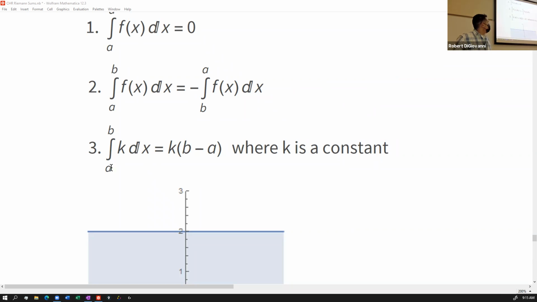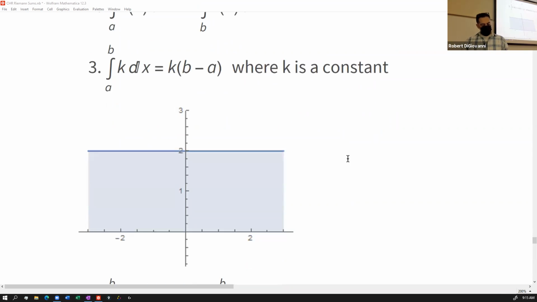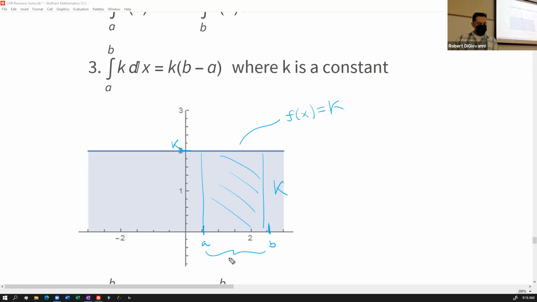The next property says the integral from a to b of k dx equals k times b minus a, where k is a constant. I have a little picture for this. Imagine you have a function f of x that is some constant k. Here it looks like k is 2, but I'll just say it's k. So it's a flat function. If you want to integrate anywhere from a to b, it doesn't matter where you start or stop. The total area is just however tall it is, k, times however wide it is, which is b minus a.